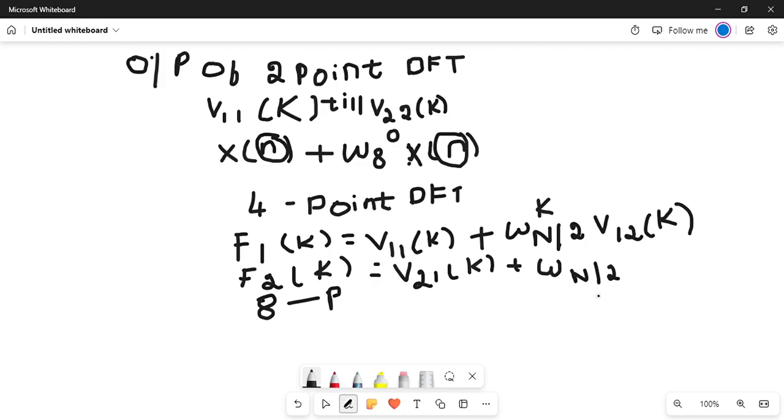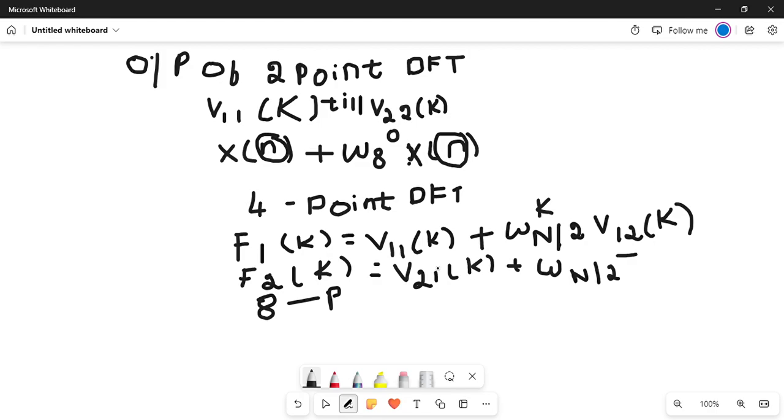You are going to divide what? You are going to divide your f1 of n and f2 of n. If you divide them into even and odd samples, as I told you, I'll get v11 and v12. And f2 of n is divided into even and odd samples. I told you in the 8-point DFT explanation itself that your f1 of n is getting divided into even and odd samples, which are v11 of n and v12 of n, right?